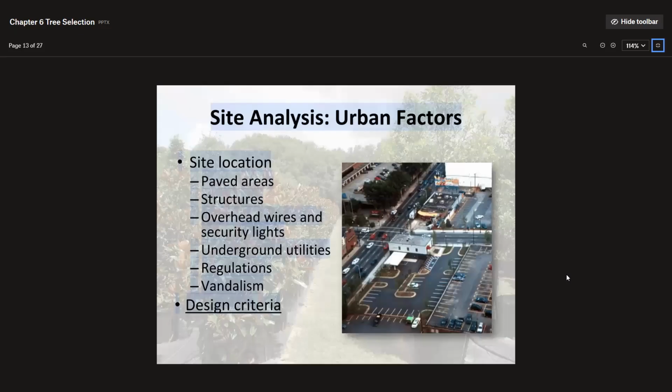Urban forests, boy, you have issues there. You have site location with paved areas, structures, overhead wires, security lights, underground utilities, regulations from the city or municipal jurisdictions. You have, unfortunately, vandalism, people carving names in trees and things like that. And what is the design criteria for this project, right? What are they trying to accomplish? Is it shading and reducing of the heat load? Probably. So these are all things you're going to want to think about.